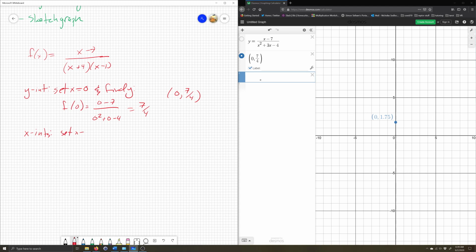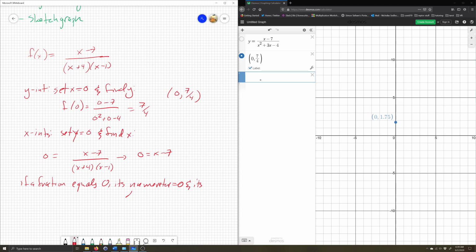So to find x-intercepts, I'm going to set y equals 0, and I'm going to find x. So if 0 is x minus 7 over x plus 4 times x minus 1, then that's the same thing as saying 0 is x minus 7, because if a fraction equals 0, its numerator equals 0, and its denominator doesn't.